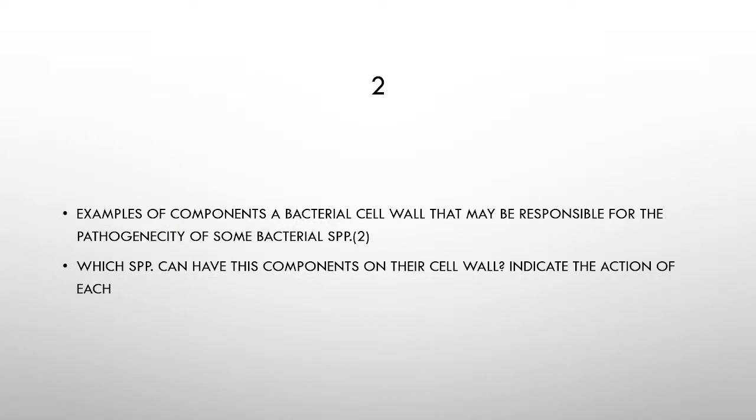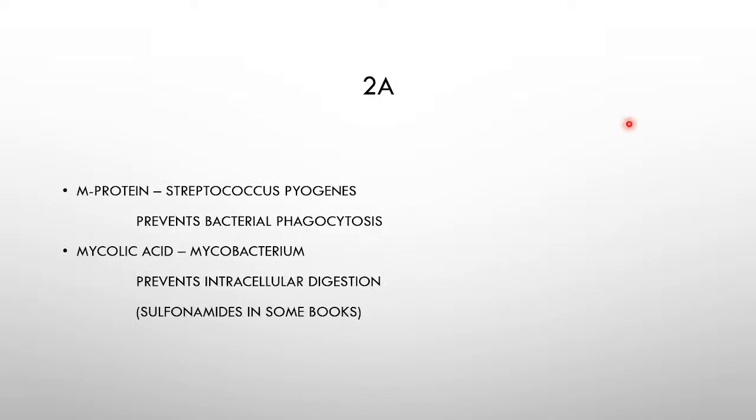So, examples of components that you will see in the bacterial cell wall: we have M protein and mycolic acid. Okay? M protein usually prevents bacterial phagocytosis. Actually, it is one of the pathogenic determinants of Streptococcus pyogenes, for your information.